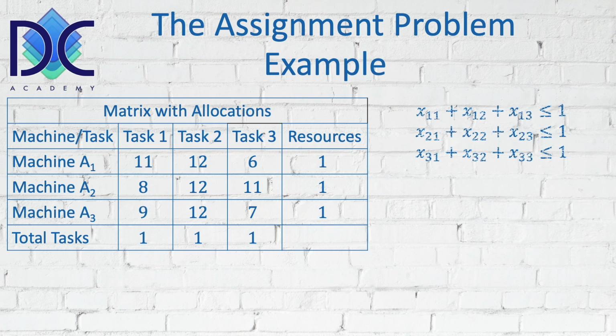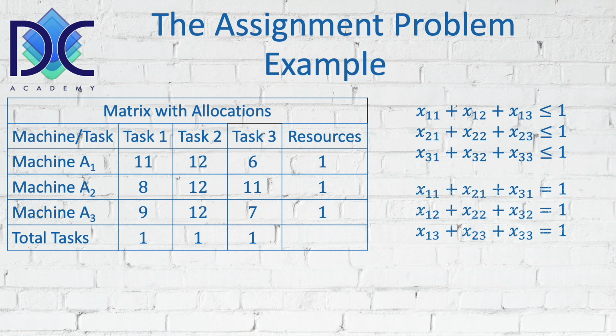Now let's have a look at what those formulas are. For the rows we can say for the first row x11 plus x12 plus x13 has to be smaller than or equal to 1, and we do that for all the rows. So the last one is x31 plus x32 plus x33 smaller than or equal to 1. The next thing that we do is the same for the columns.